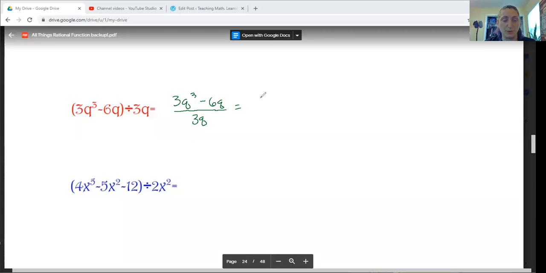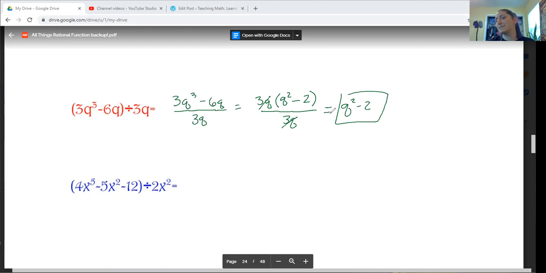I'm going to pull out the 3 and the q, which leaves you with q squared minus 2. If you're not sure how I factored that, you can always multiply it back in to check. That would make 3q cubed, yep, and minus 6q, yep, we're right. Over 3q. Now we get to cancel, and we're left with q squared minus 2 as our answer. Ta-da! It's not a difference of squares, which makes me sad.